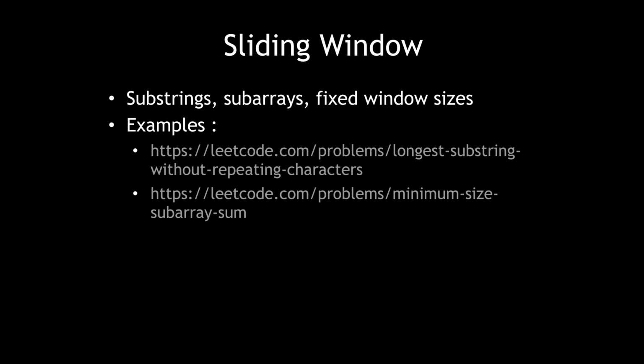The first one is called sliding window. It's used for problems with substrings, subarrays, or fixed window sizes. The common type of problems are longest substring without repeating characters. As you can see from the title itself, it has substring. And another one could be minimum size subarray sum. So as you can see, it has the word subarray in it, giving you enough hints that it falls under substrings and subarrays, and hence one can try the sliding window pattern.